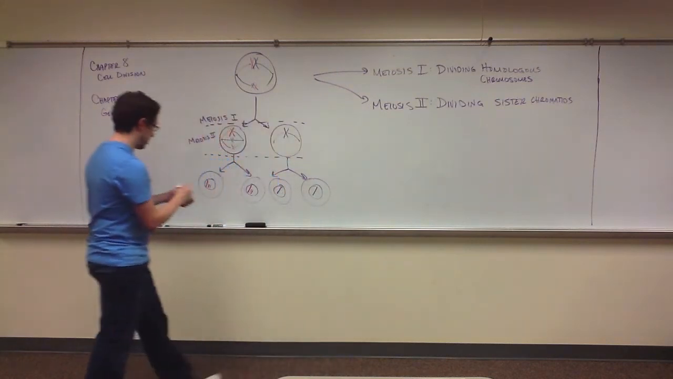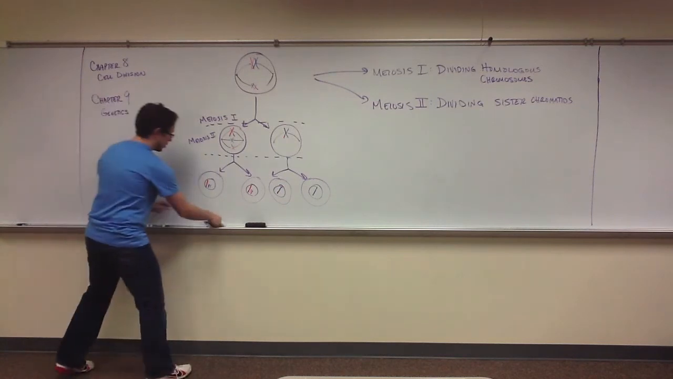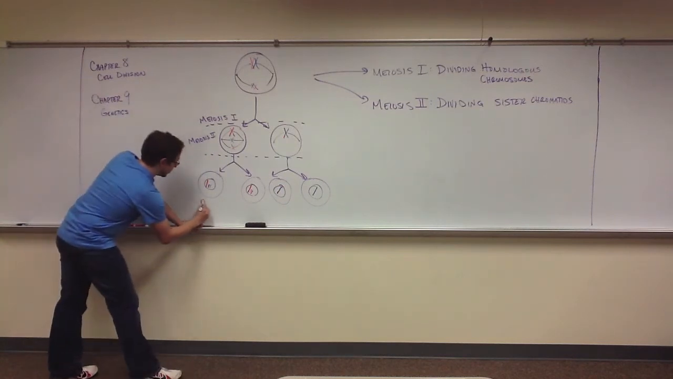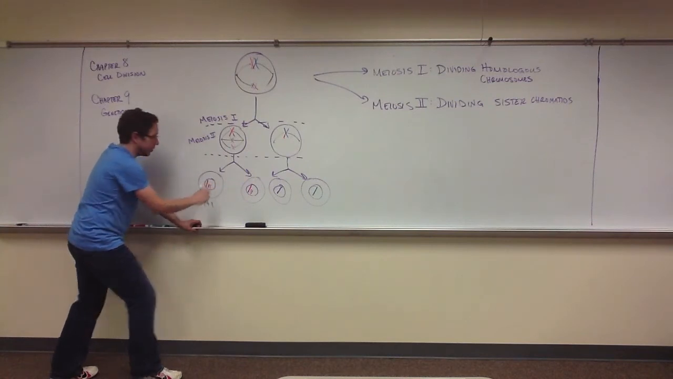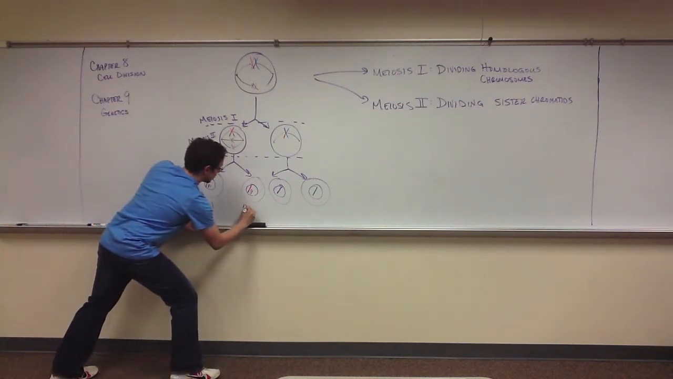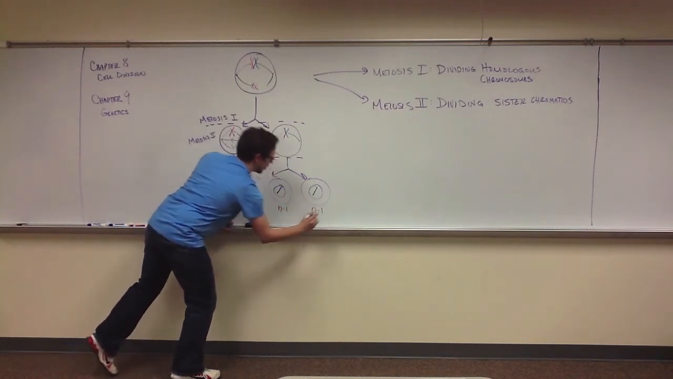So my DNA content for each of those cells is going to be, this one is going to be N plus 1 because I have 1 extra chromatid, or chromosome in this case. This one's going to be N plus 1. This one's going to be N minus 1. And this one's going to be N minus 1.